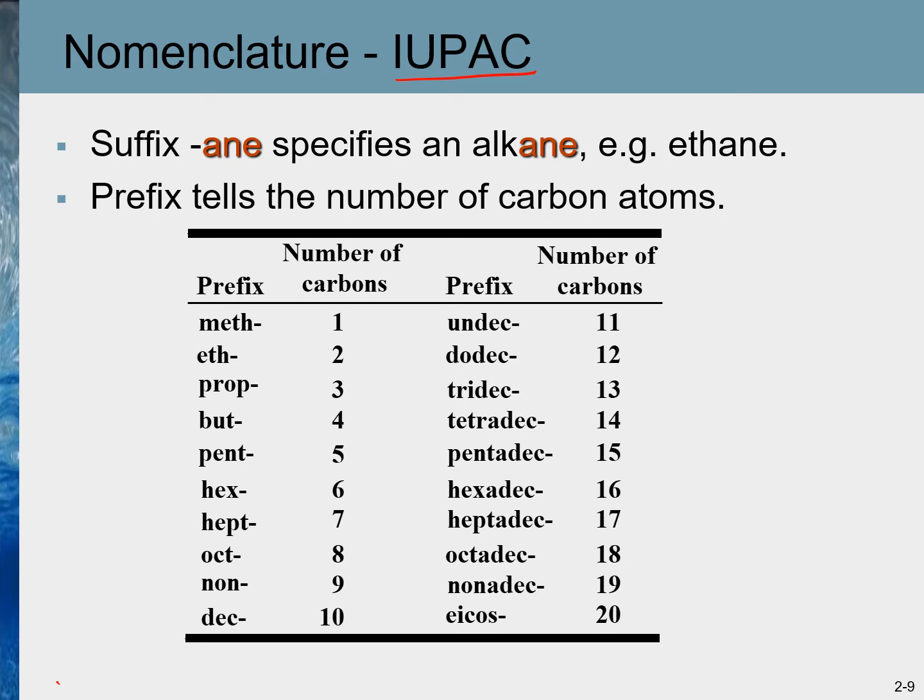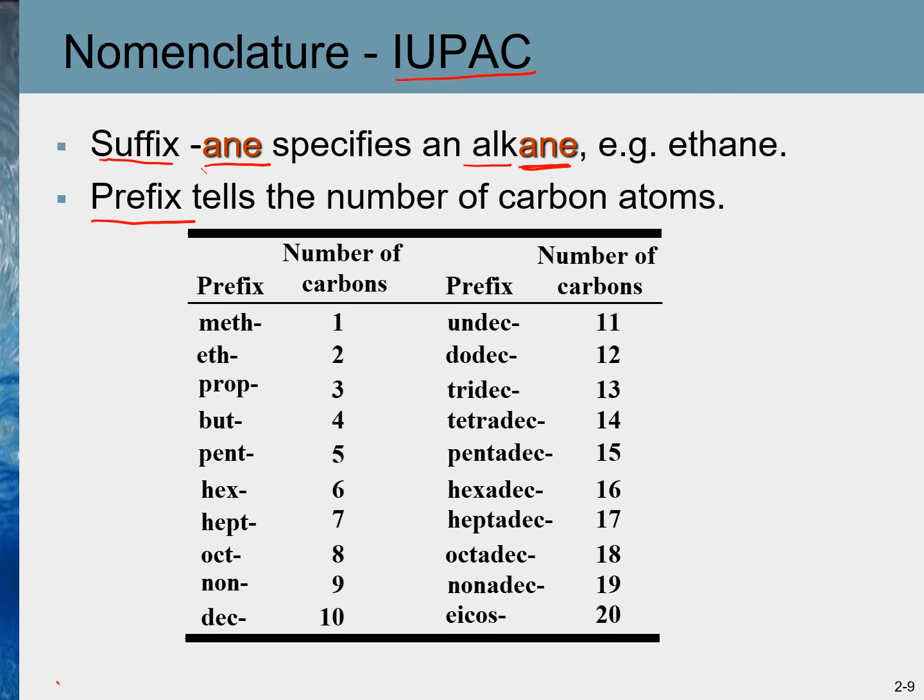The IUPAC name of an alkane with an unbranched chain of carbon atoms consists of 2 parts. The first part is a prefix, and the prefix tells us the number of carbon atoms. The second part is the suffix, which signifies the type of hydrocarbon we are dealing with. In case of alkane, the suffix is common for all alkanes, and it is ane. Hence, alkanes have the suffix ane.